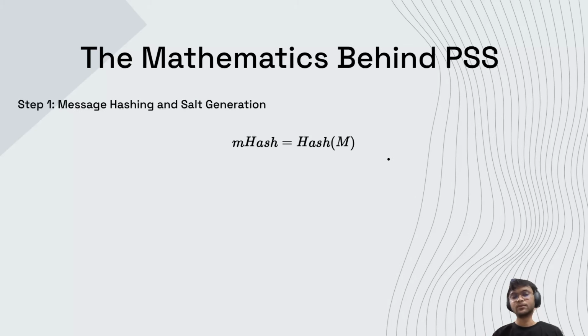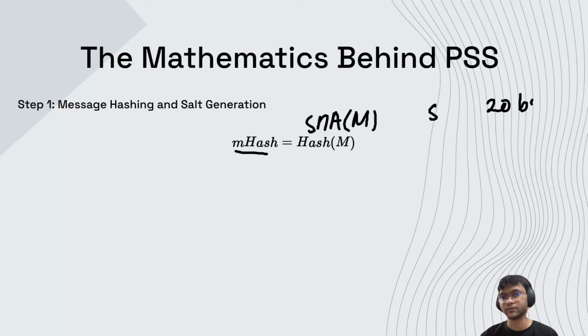Now that you're well equipped with all the notations, it's time to dive into the mathematics. The first step is to create the hash of the message and a salt generation. So we'll compute the hash M hash as hash of M. In this case, we're using SHA-1. And we'll also create a random salt S of a fixed length, say 20 bytes, if you use SHA-1.